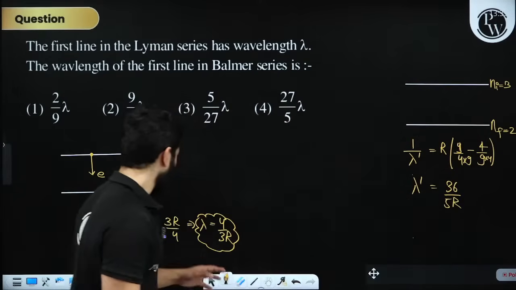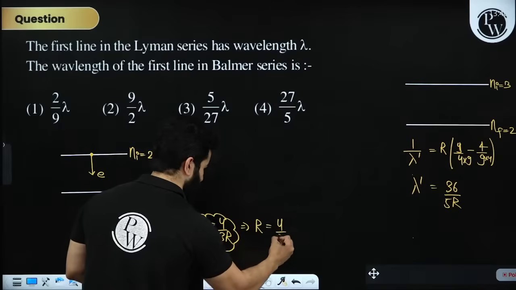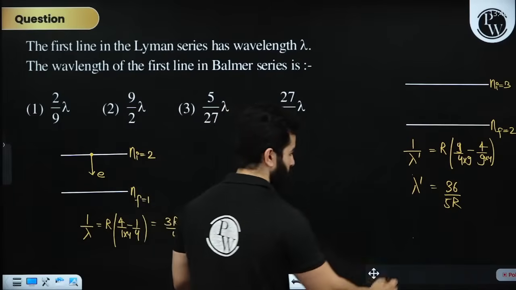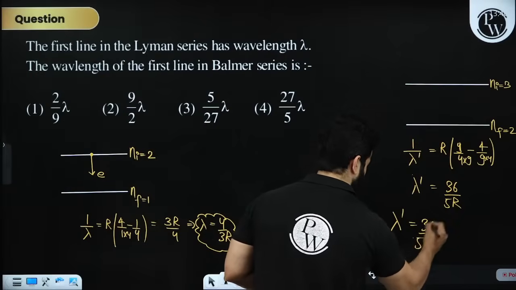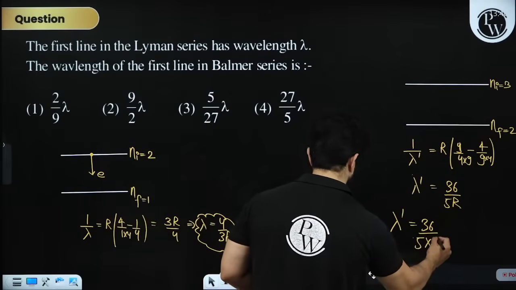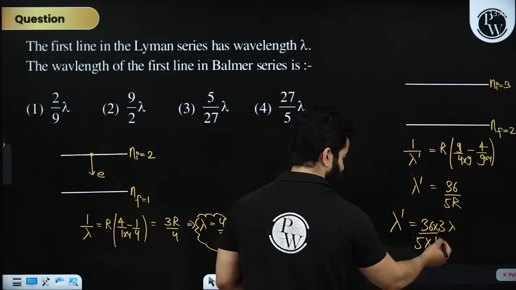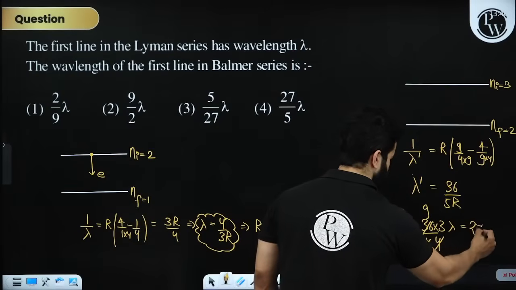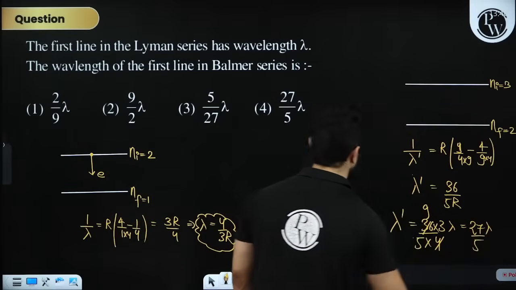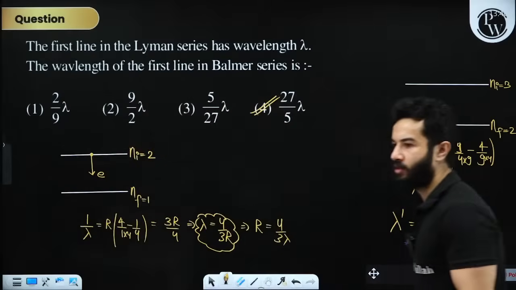Dosto, now what you can do is substitute the value of R from here as 4 by 3 lambda. So lambda dash will become 36 by 5, instead of R, let's write 4 by 3 lambda. Done? Clear? Hopefully everything is sorted. This will become 9. So 27 lambda by 5 is the correct answer. 27 by 5 lambda is the correct answer. That is option number 4.